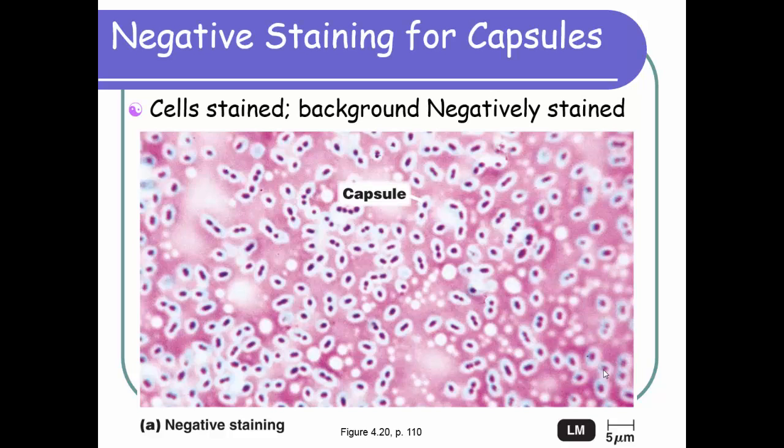This shows a negative staining for capsules. These diplococci are actually surrounded by a thick capsule around the bacterium. In this case, we stained the background in the light pinkish color and counterstained the bacteria with a basic dye. What this shows is the capsule, which will not take up either stain, appears as a halo around the bacteria.